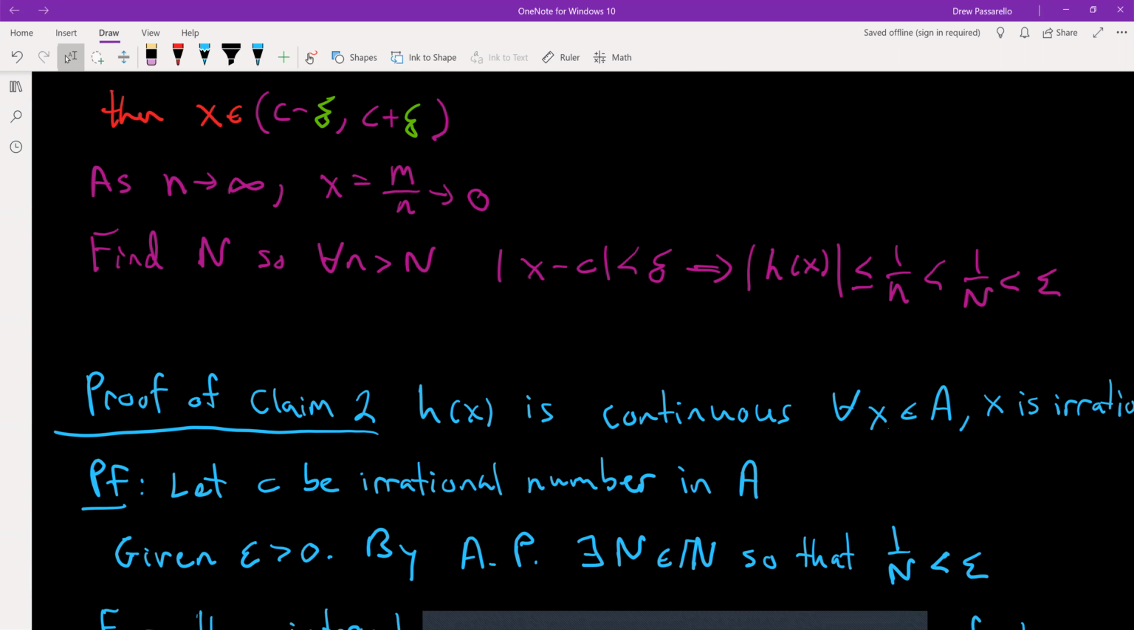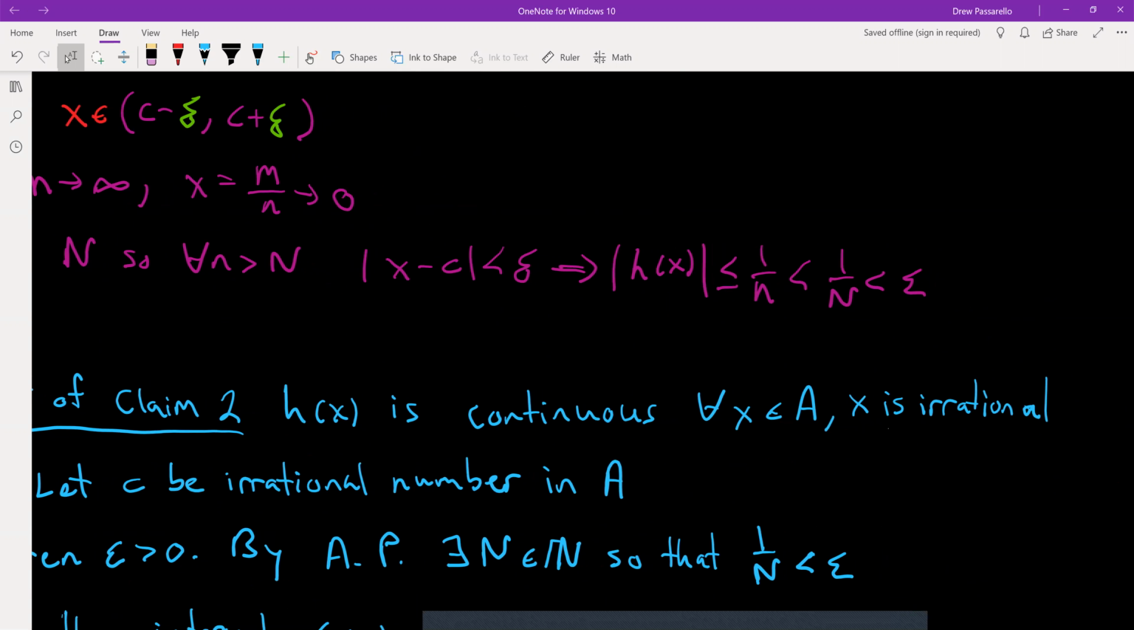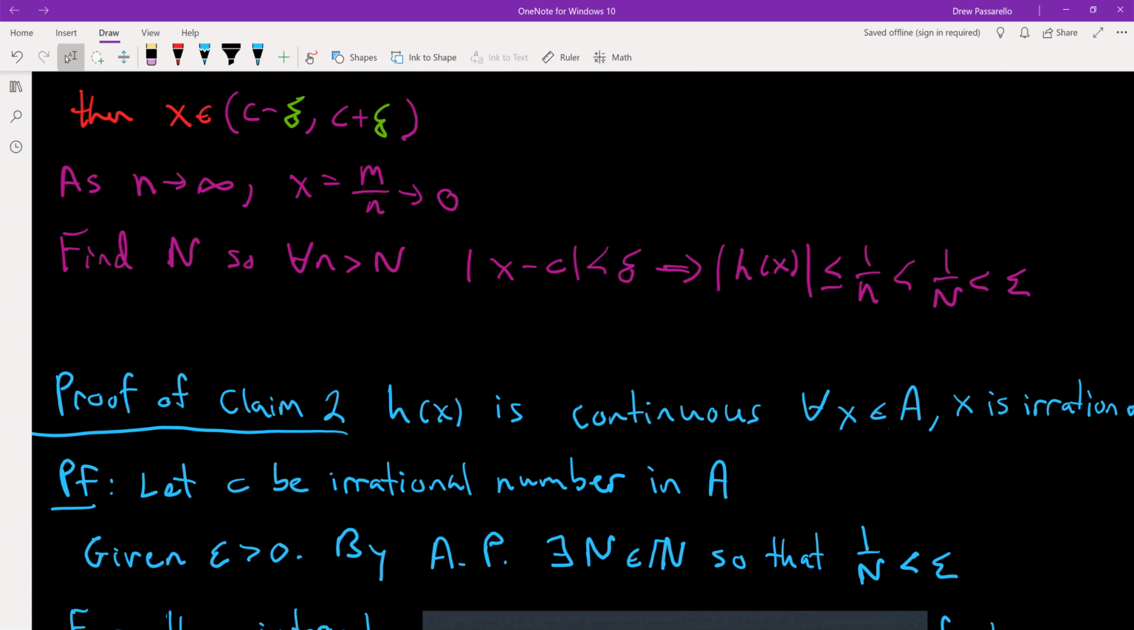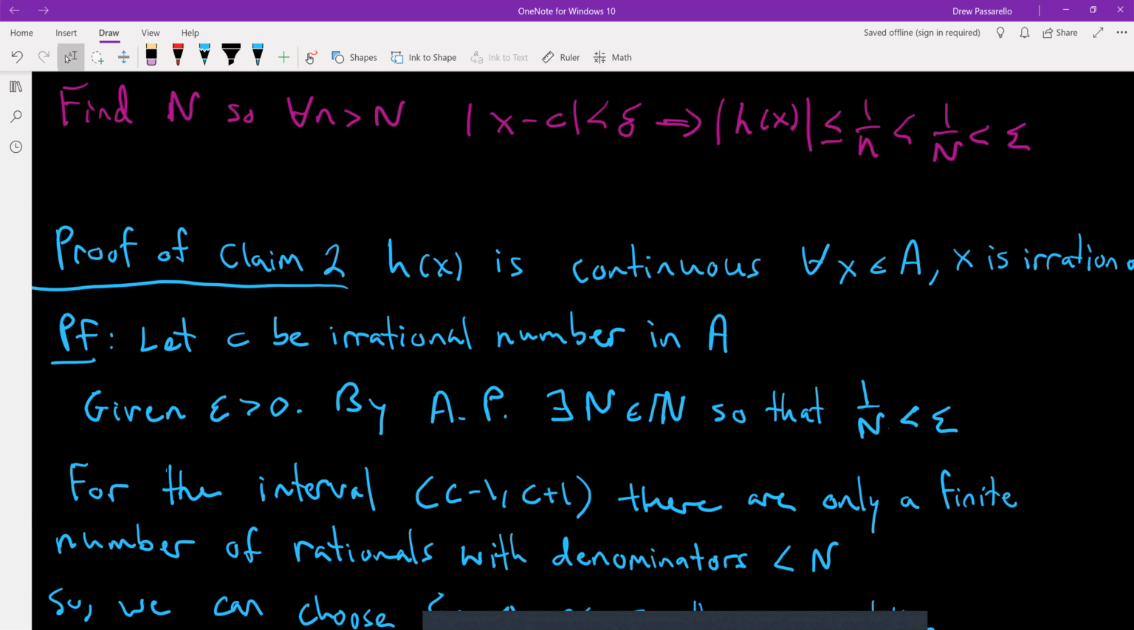So the proof of the second claim was to show that h of x is continuous for all x in A where x is irrational. So let c be a rational number in A. Given epsilon, by the Archimedean principle, there exists a capital N so that 1 over capital N is less than epsilon.